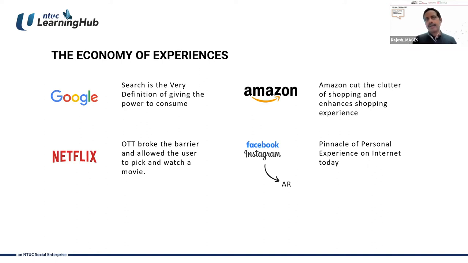Same thing with Amazon, okay? And what did Amazon do? Moving from brick and mortar stores to the shopping side of it, okay? But at where we are right now, there is Facebook and Instagram. I think 50-60% of people use Facebook and Instagram. And there is this small component called AR, subtly embedded right inside it, okay? At this point of time, it's the pinnacle of the personal experience, as of the internet today. So when we start defining it, you have to talk about type one technology, type two technology, and what this experience economy looks like, okay? That's very important.